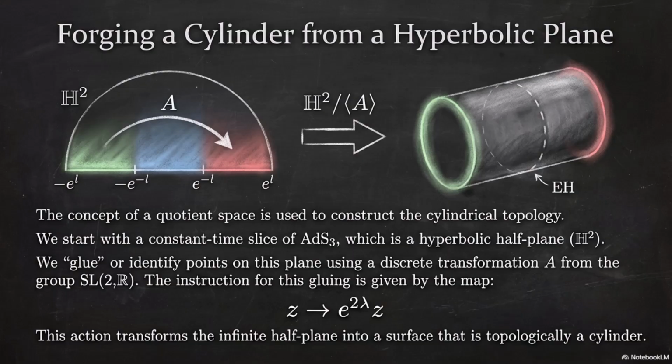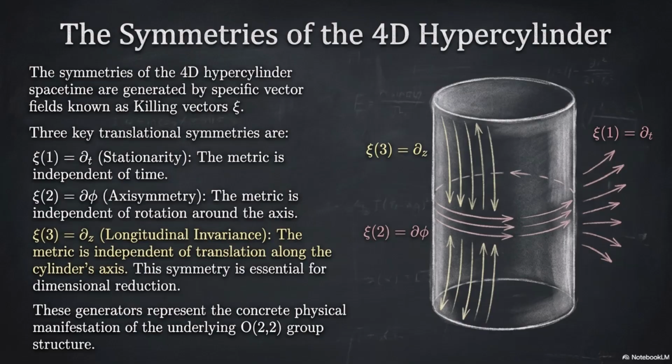Okay, so we've established the deep math. Let's move to the physics of the 4D hypercylinder. How do these symmetries actually show up? We look for the Killing vectors, the generators of the symmetry. And in the simplest case, there are 3 key translational symmetries. Right, these are the more intuitive ones.